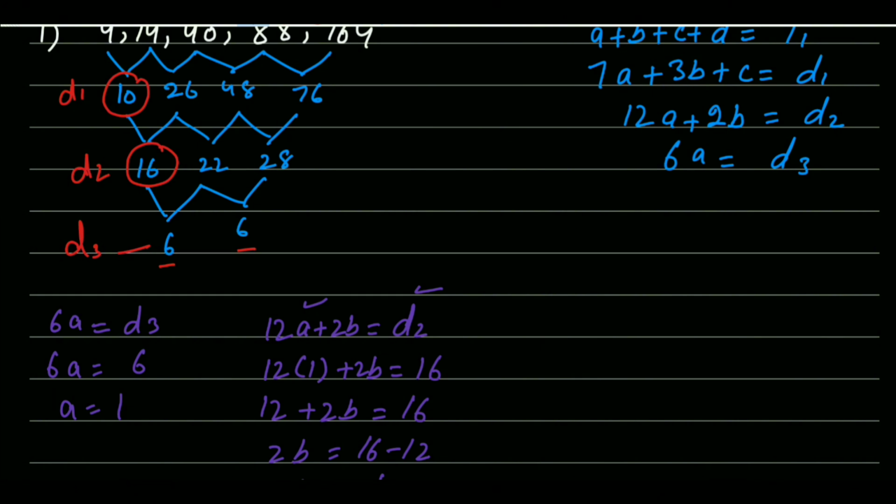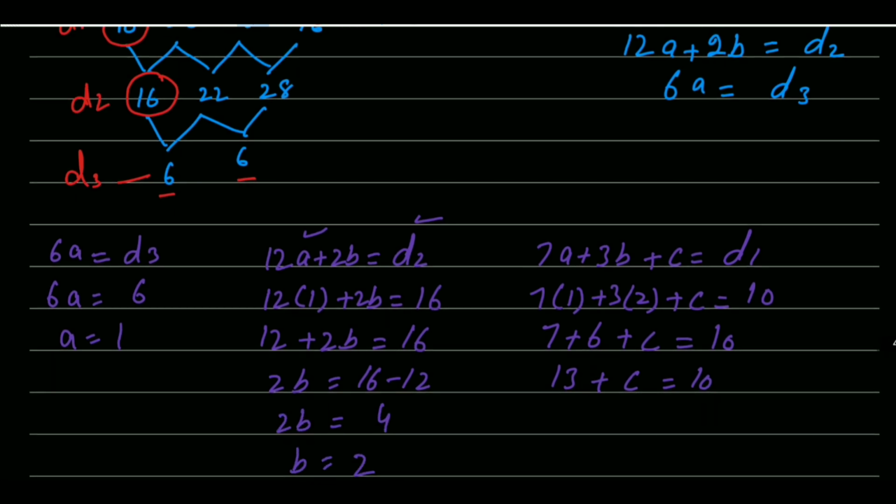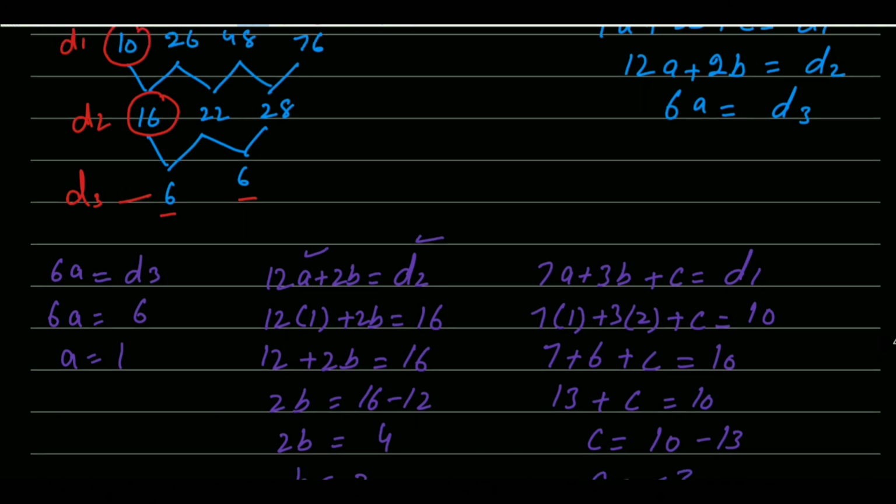Now we will solve equation number 2. 7a plus 3b plus c is equal to d1. We will put the values of a, b and d1. A is 1, b is 2, c as it is, and d1 is 10. 7 plus 6 plus c is equal to 10. 13 plus c is equal to 10. C is equal to 10 minus 13. C is equal to minus 3.